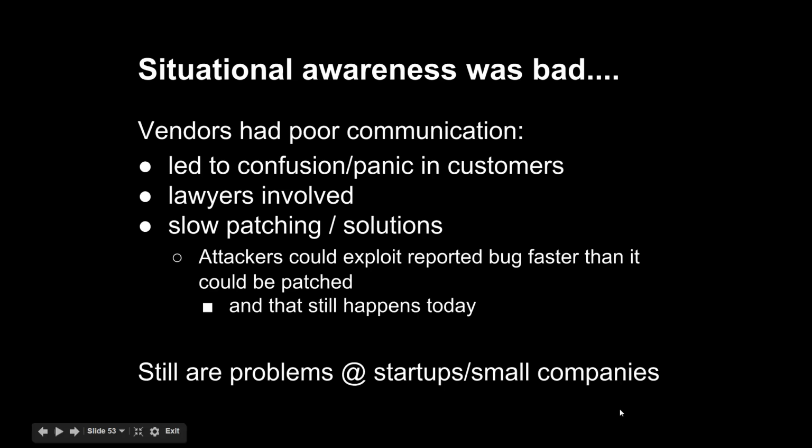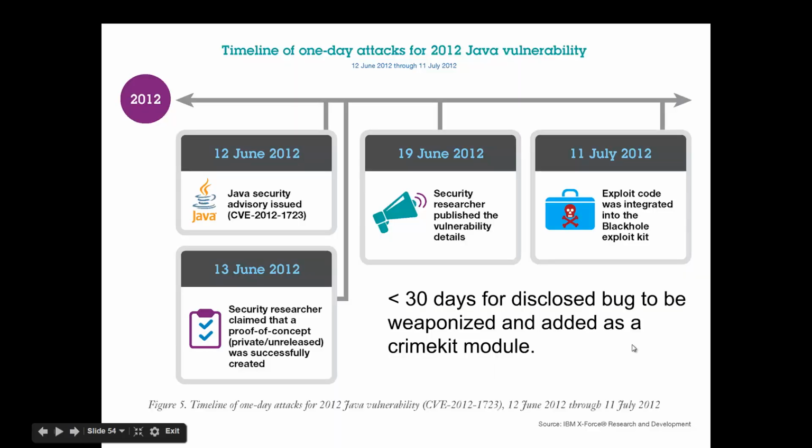And this is absolutely a problem at small companies and startups that don't have a security team or a development team that is ready to handle security bug requests. And this is an example of a timeline for 0-day attacks for Java.